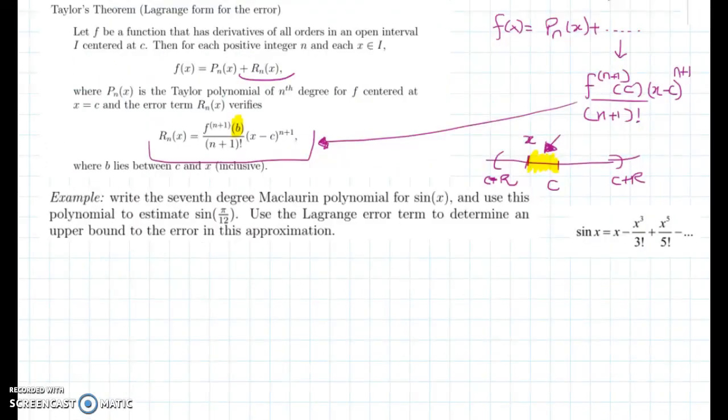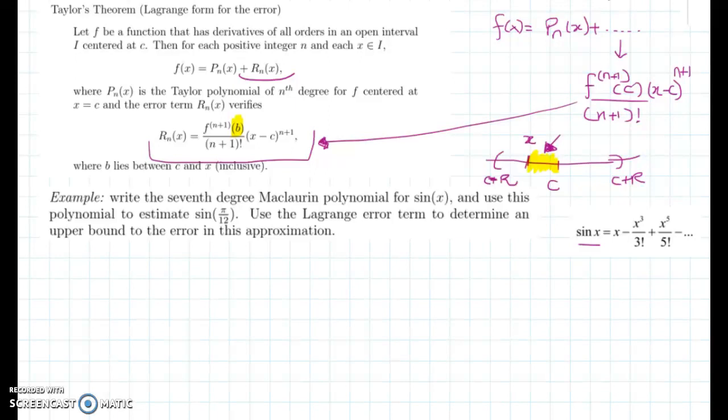This is our example. We want to write the 7th degree Maclaurin polynomial for sine of x, and we're going to use the polynomial to estimate sine of pi over 12. Then we're going to use the Lagrange error term to determine an upper bound for the error of this approximation. I wrote over here on the side the Maclaurin series for sine of x, with interval of convergence the whole real line. I just took a screenshot of that from your formula booklet.